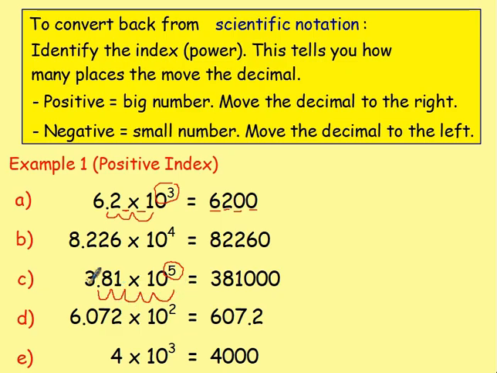4, 5 places. So we had the 3, then the 8, then the 1. And because there were 1, 2, 3 places, we filled those spaces in with 1, 2, 3 zeros.